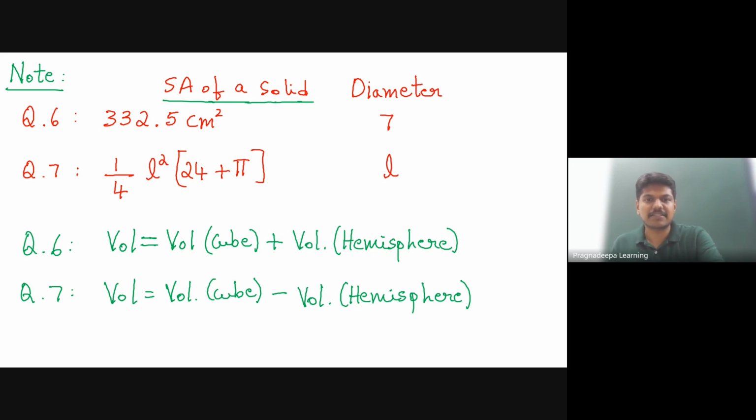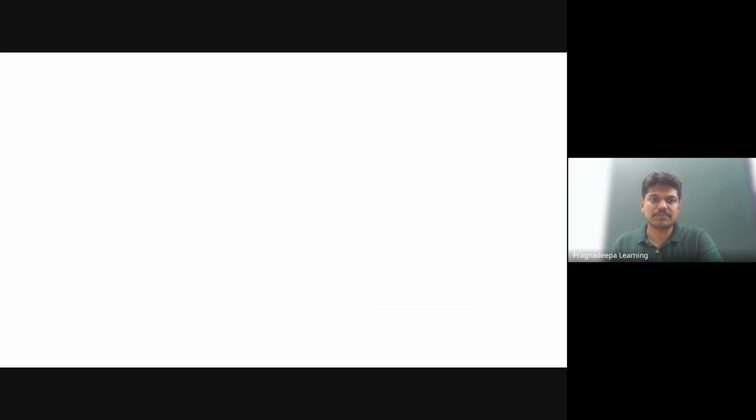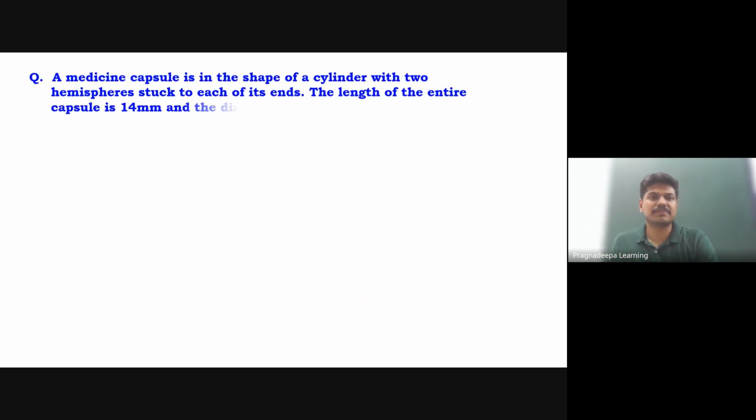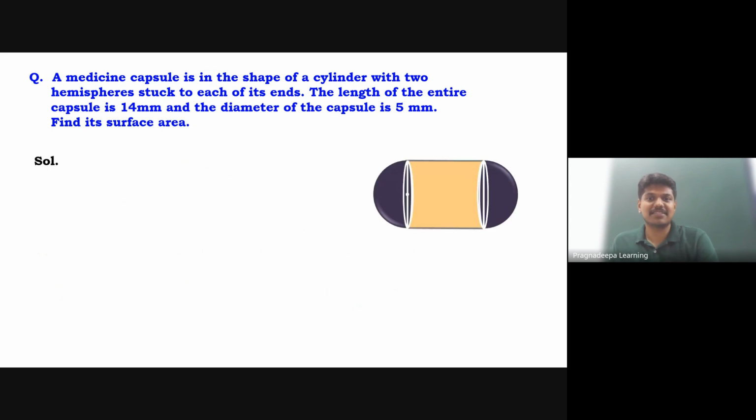Okay. Can I erase? Okay. The next question. There is a medicine capsule. You might have seen this, which is in the shape of a cylinder with two hemispheres stuck to each other on its ends. So you can imagine this. Correct? Because there is a cylinder and two hemispheres are stuck to each other on its ends.